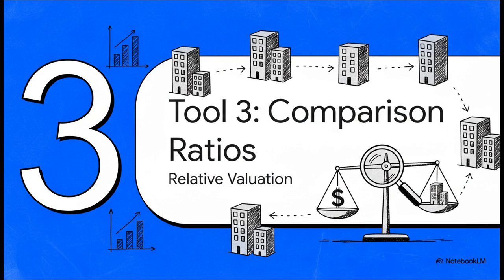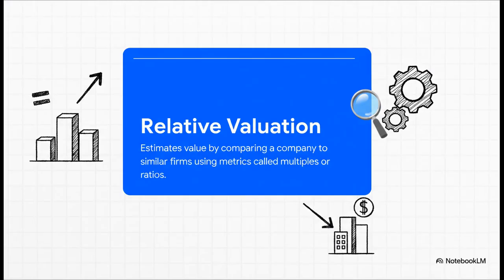Okay, so our first two tools were all about forecasting the future. But what if we just want to know what the company's worth right now compared to its peers? For that, we pull out the third tool from our toolbox: relative valuation. The logic here is pretty intuitive, right? You just find a group of comparable companies, in the same industry, about the same size, and you see how the market is valuing them.